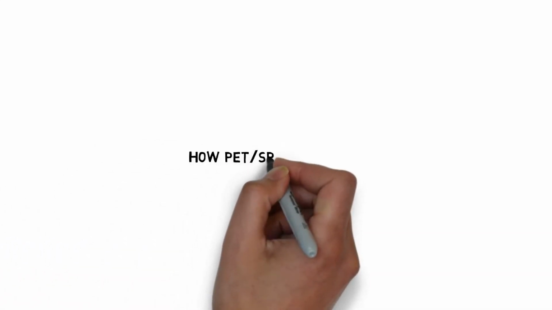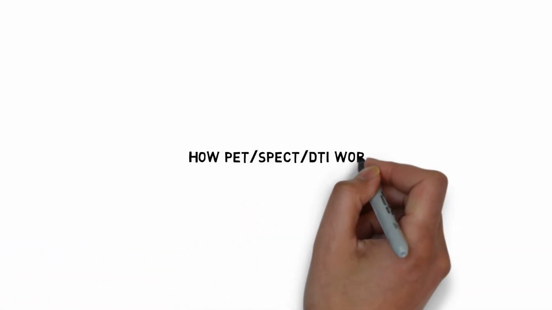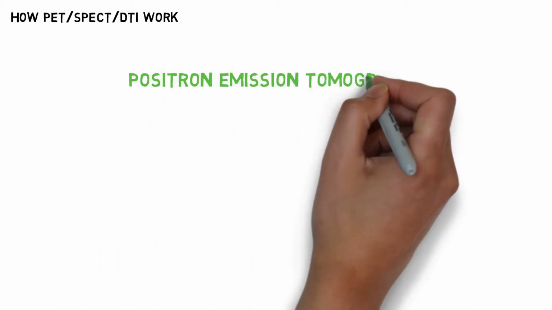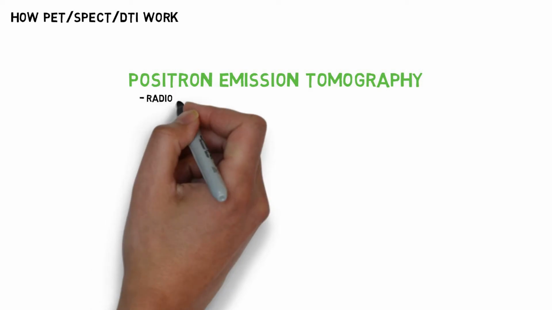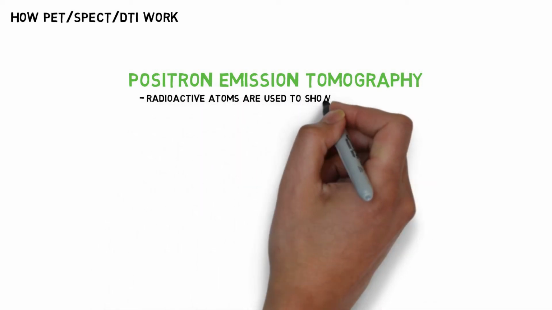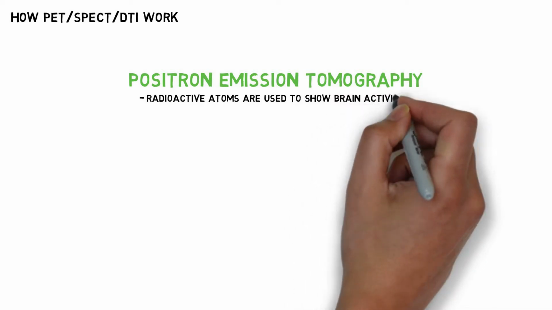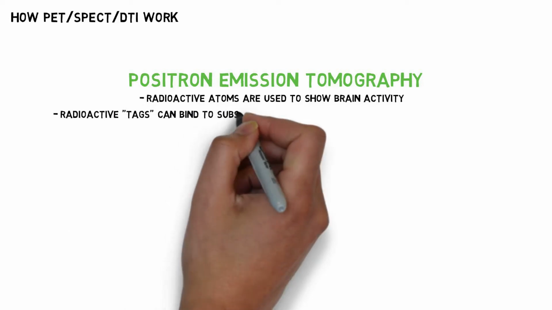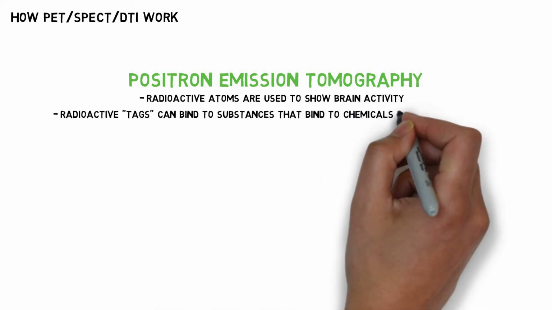This is the video on how PET, SPECT, and DTI work. PET, or positron emission tomography, uses radioactive atoms to depict activity in the brain. Certain atoms have strong binding affinities to chemicals that the body naturally uses. These radioactive tags can bind to those substances and create radionucleotides.